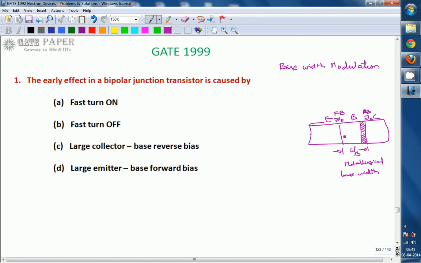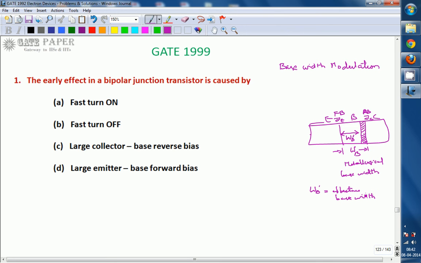Now where are the mobile charge carriers present? This is the width now, and it is called WB dash. If you keep the transistor in the active region, effectively the region where the mobile charge carriers are present in the base is now less compared to the unbiased BJT. So this WB dash is called the effective base width.